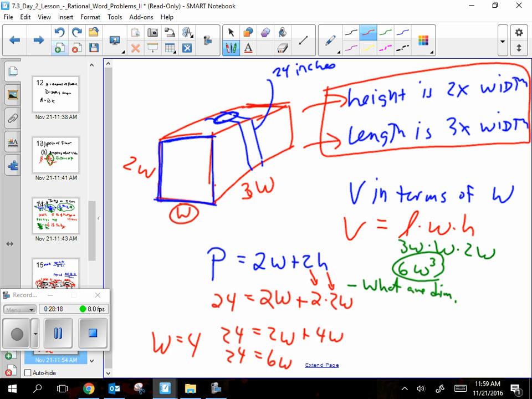4. Does that mean it's 4 all the way around? No, that wouldn't add up to 24. Why not? Because these sides are supposed to be twice as long, so these are 4, but the other ones are 8. So the dimensions would be 4 by 8 by, what's this? 3W, and therefore 3 times 4, and therefore 12. So 4 by 8 by 12.